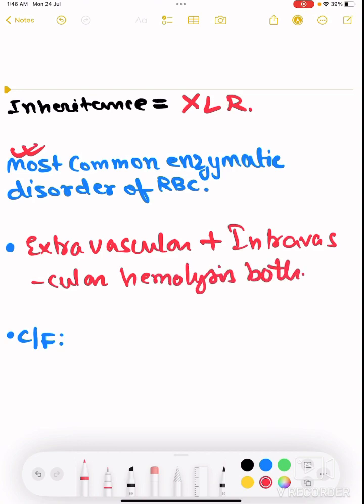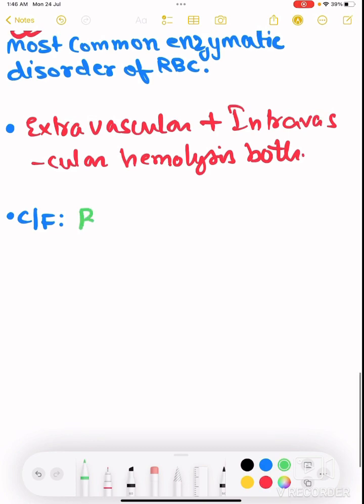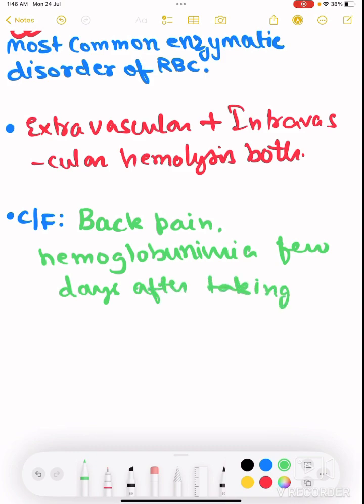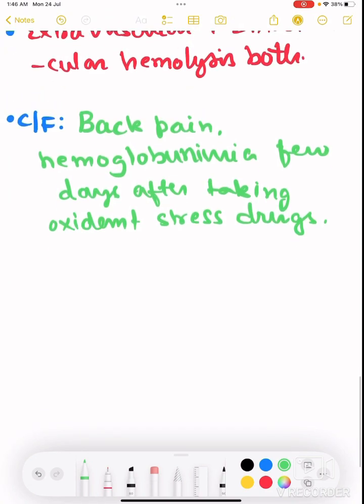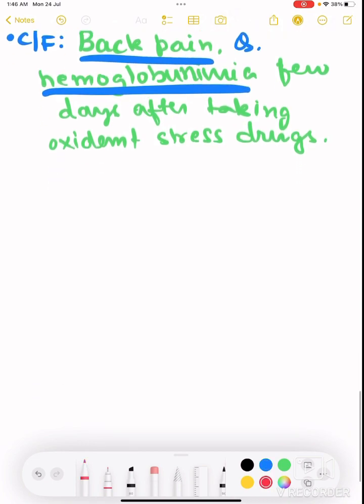What is the clinical feature of G6PD deficiency? The clinical features are back pain and hemoglobinuria a few days after taking oxidant stress drugs, right? There are a few drugs that produce oxidative stress in your body, and when these drugs are taken, after a few days it causes back pain and hemoglobinuria. These two are clinical features, right? So very important, what are those drugs?